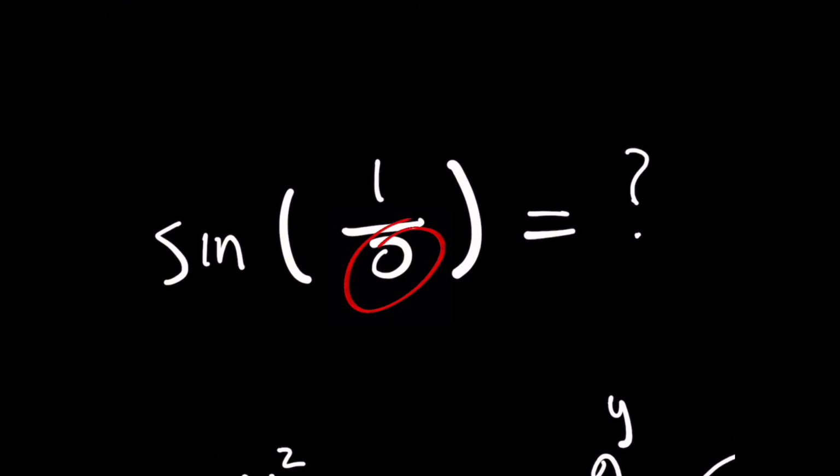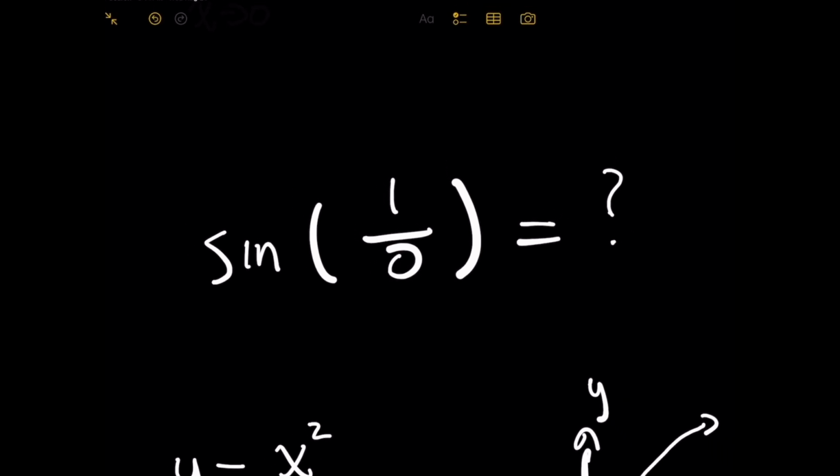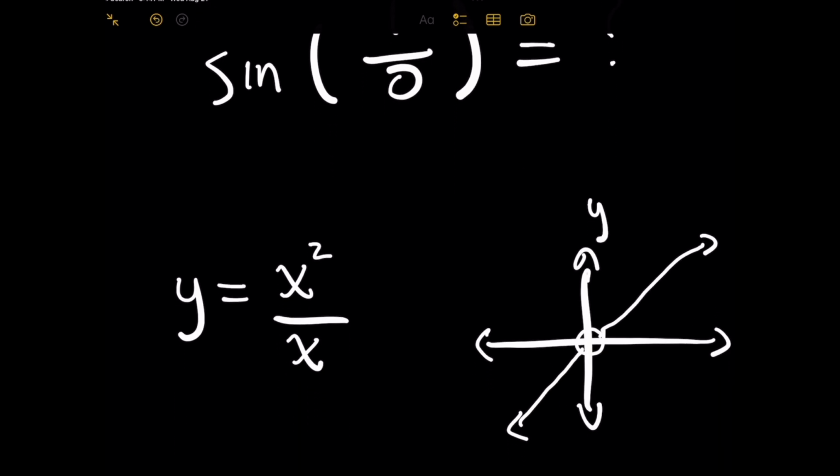and already you might be wondering, Dave, 1 over 0 is undefined. Doesn't that mean the limit doesn't exist? Well, that's not always the case because let me give you a counterexample to that.